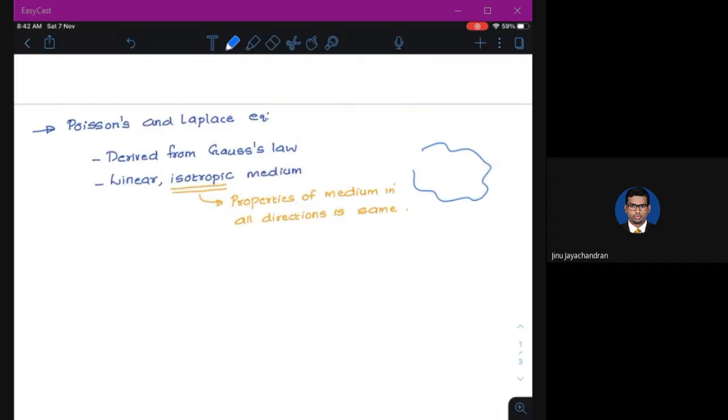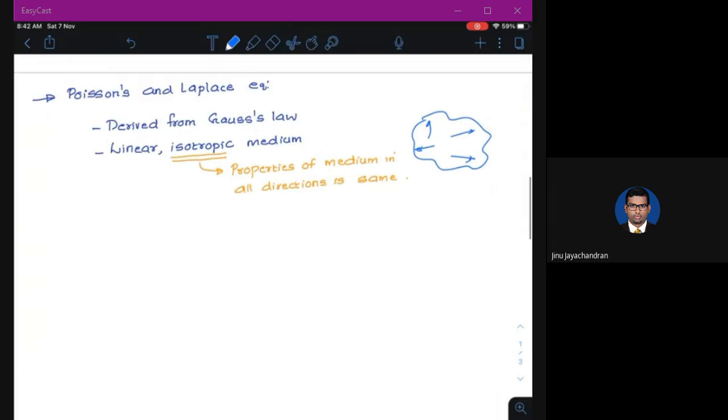For example, something like this. If you go in this direction, in this direction, the properties of the medium remain the same. Such a medium is called an isotropic medium. And linear medium means the properties vary linearly, meaning there is no quadratic variation. Fine. So the derivation is very simple.